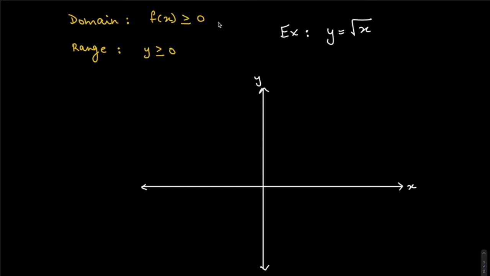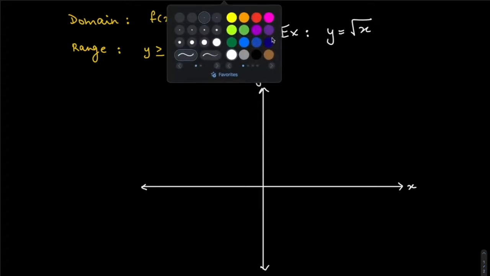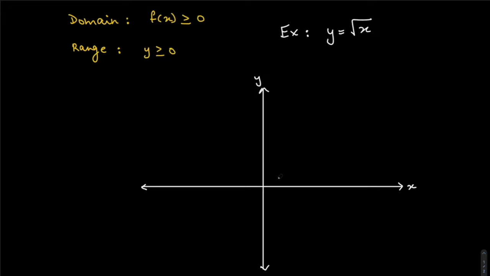This function's general shape is going to be something like this. It's going to continue. There's no horizontal asymptote like we had in rational functions. It's going to go on forever and ever. It will increase steadily and steadily as x increases.